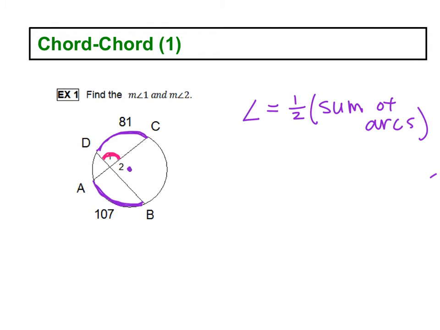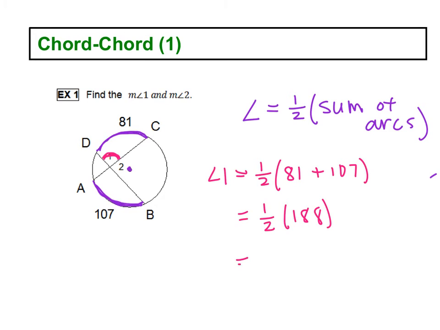All right, so our angle 1 is equal to 1/2 times the sum of the arcs. So we're going to take the 81 plus 107 and then do the math to figure out what that is. 81 plus 107 is 188, and then half of 188 is 94. So angle 1 is equal to 94 degrees. So there's our first answer. I'll go ahead and write that in. That's 94 degrees.